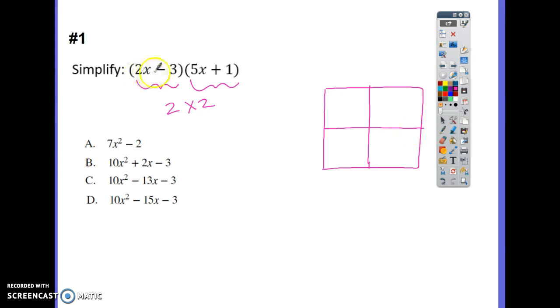So the first side is 2x minus 3. 2x minus 3 goes along that side, and then 5x plus 1 goes along the top. And then all you're doing is multiplying inside. So we're going to multiply 5 times 2. 2 times 5 is 10. How many x's do you have? So it's x squared. You have an x here and an x here, so it's 2 of them.